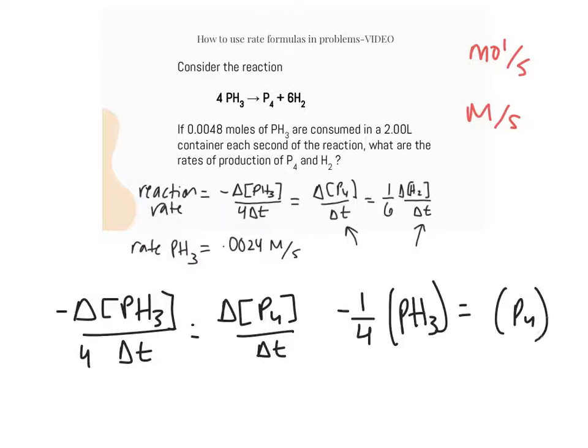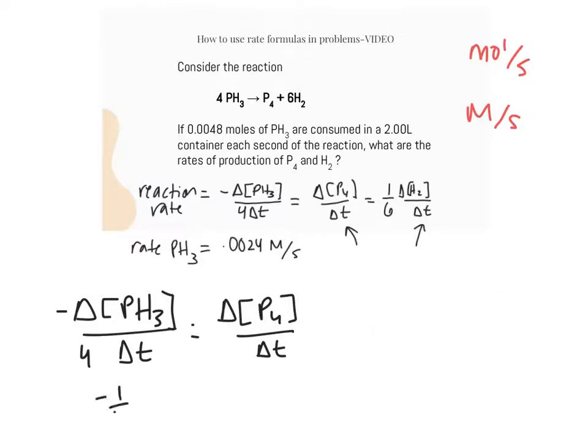Now never write it like this on AP tests. They will not understand this. But just to show you, this whole thing is the rate of PH3 and this whole thing is the rate of P4. Okay, so then if I know the number for PH3, I'm going to plug that in. I want to show you what it looks like in the actual way we're supposed to do it. So we're going to have negative 1/4 times our rate, which was 0.0024, equals the new rate, whatever P4's rate is.